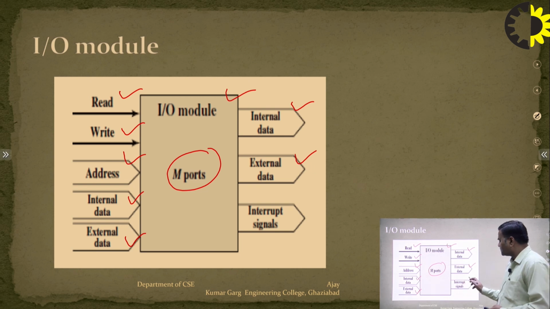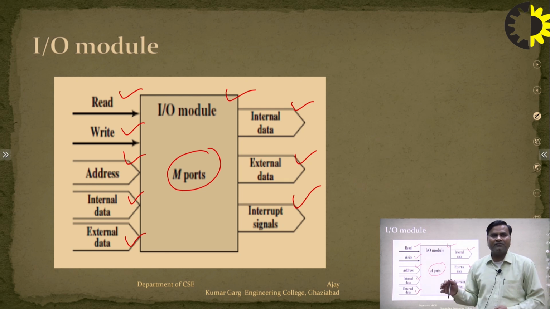Next is the interrupt signal. Basically, we have three modules: memory module, I/O module, and processor module. But there is only one module that can generate the interrupt signal, that is the I/O module. The I/O module can generate the interrupt signal, and this interrupt signal is propagated to the processor.